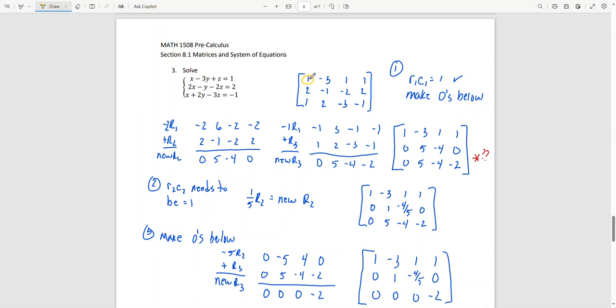All right, so we need to make zeros below it. I'm going to multiply negative 2 times row 1, add it to row 2. And I'll multiply negative 1 times row 1 to add it to row 3. I multiply through appropriately, add row 2, and I have 0, 5, negative 4, 0. A new row 3 is 0, 5, negative 4, negative 2.